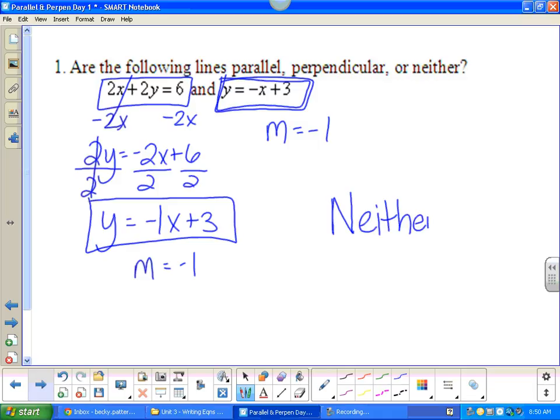So this is the tricky one. Yes, they have the same slope, so normally you would think they were parallel. But because they are the exact same line, they touch at every single point, so they can't be parallel. So they are neither.